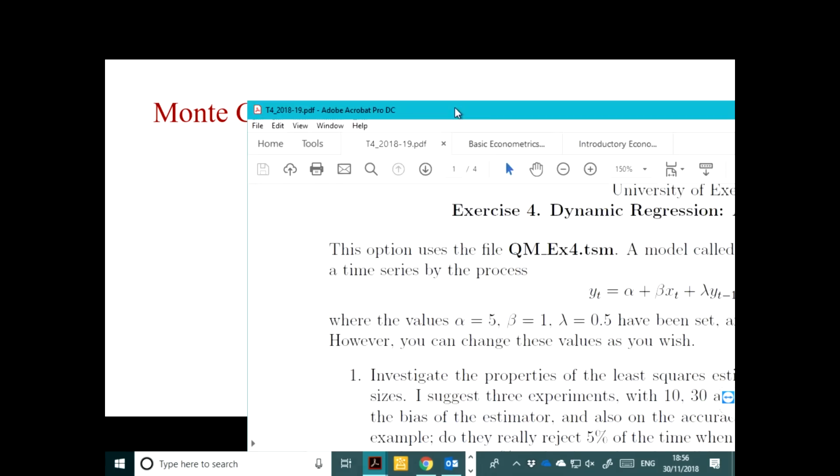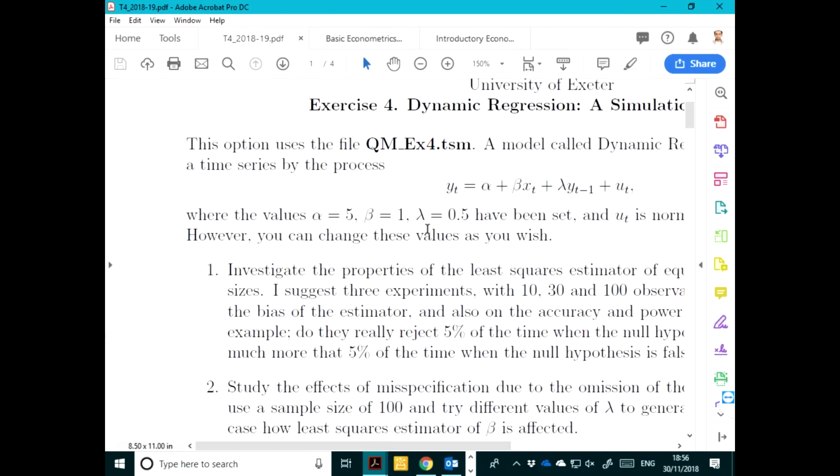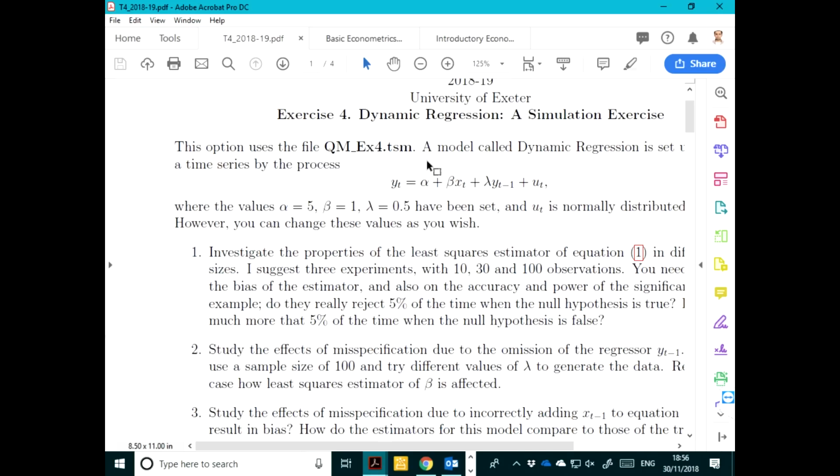So we really need to study the power and the accuracy and the biasedness. All of these things could be studied when we run Monte Carlo experiments, and this is the main idea behind our tutorial that you're going to be having today, which is this exercise.